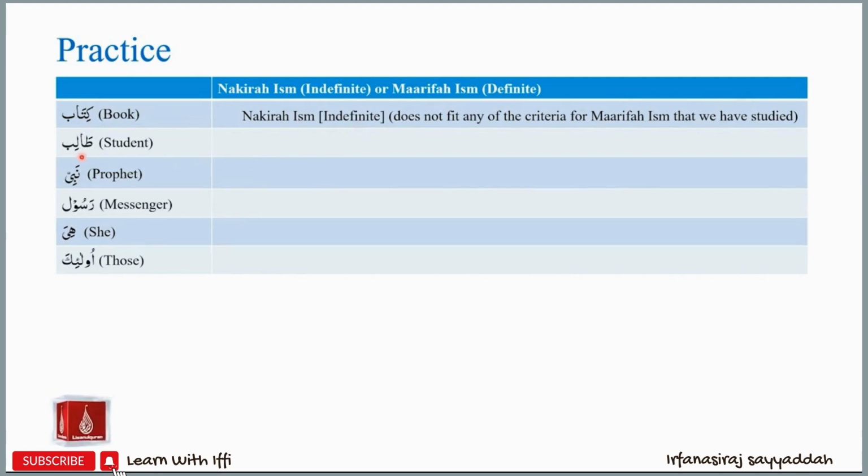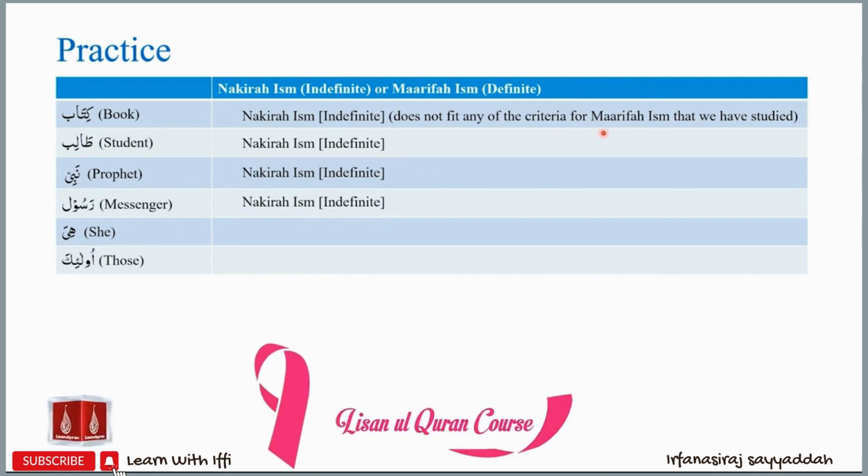The next word is talib, which means student. Just like kitab, talib is also an indefinite ism or nakra ism. The word nabi means prophet. Nabi is also nakra ism or an indefinite ism. The word rasul means messenger. And the word rasul is also a nakra ism or an indefinite ism. All of these words are examples of nakra or indefinite asma because they do not fit our criteria for them to be definite or marfa.